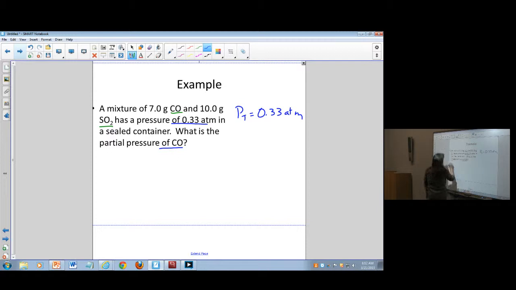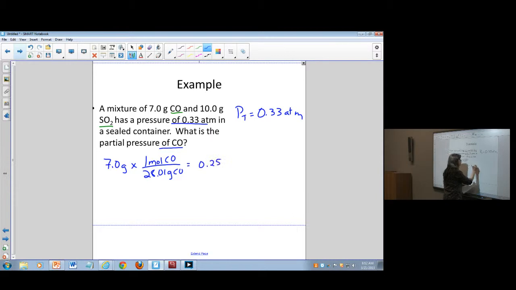So I would go use 7.0 grams times 1 mole of CO divided by 28.01 grams of CO. And that tells me that 0.25 moles of CO are in that container. For the SO2, I have 10 grams SO2. I'll convert that to moles as well. And well, that's 64.06 grams on the molar mass there. And this works out to be equal to 0.16 mole of the SO2.